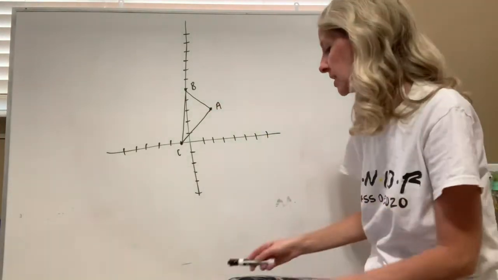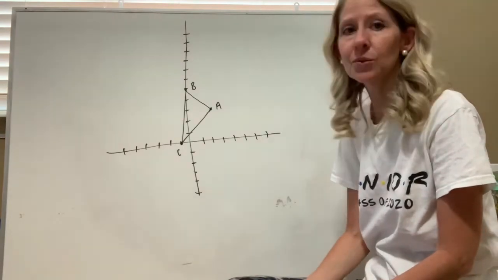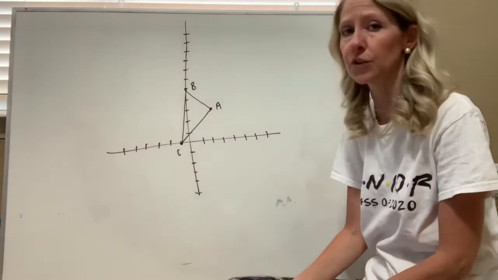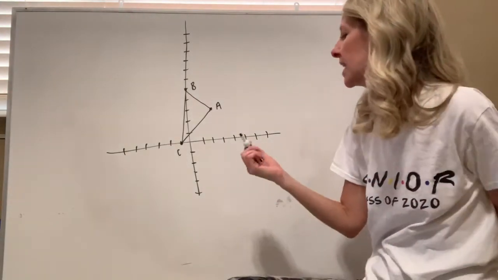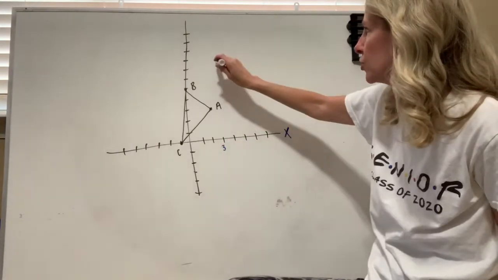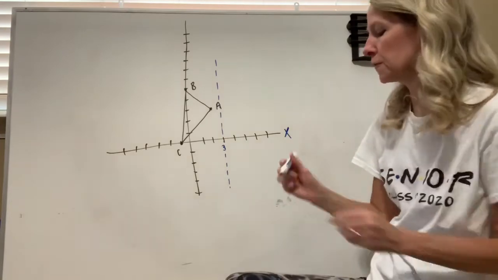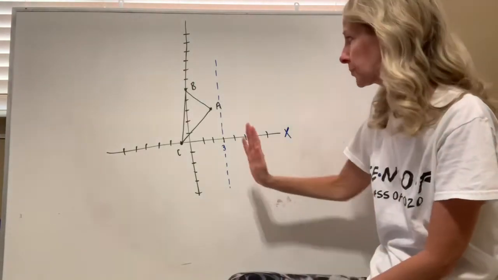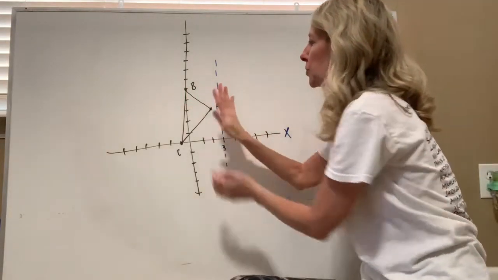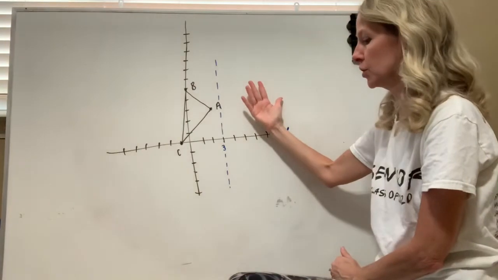Now on this one, it says we want to reflect on x equals 3. X equals 3 is a vertical line through 3 on the x-axis. So on the x-axis, here's 3. If we drew a vertical line through that, that's what we're going to flip over. So now, instead of flipping on the axis, we're going to fold the paper on this blue line. So we're going to take this triangle over to the left, and it's going to flip over to the right.